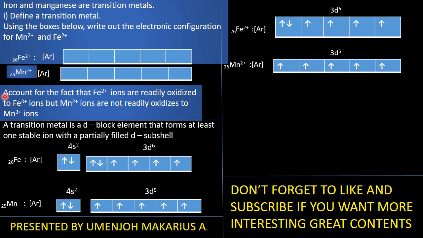Now the next part wants us to account for the fact that iron 2+ ions are readily oxidized to iron 3+ ions.